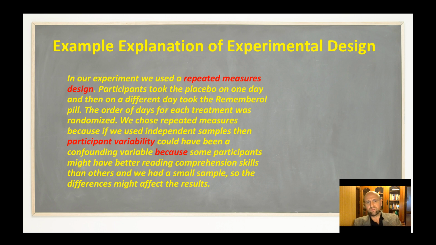But here, in my situation, I'm giving a very specific reason why participant variability could have influenced my particular methodology. And this, I think, is important to get the full marks. Making it unique and using specific details to your experiment to show that you've analyzed your methodology. If your explanation can apply to any study, then I think it's weak. So here I'm saying because some participants might have better reading comprehension skills than others, we had a small sample, so the differences might affect the results. Okay, I'm focusing on reading comprehension in my study.